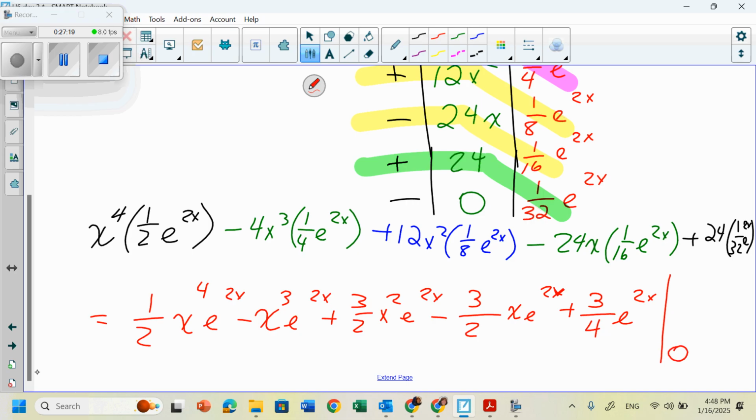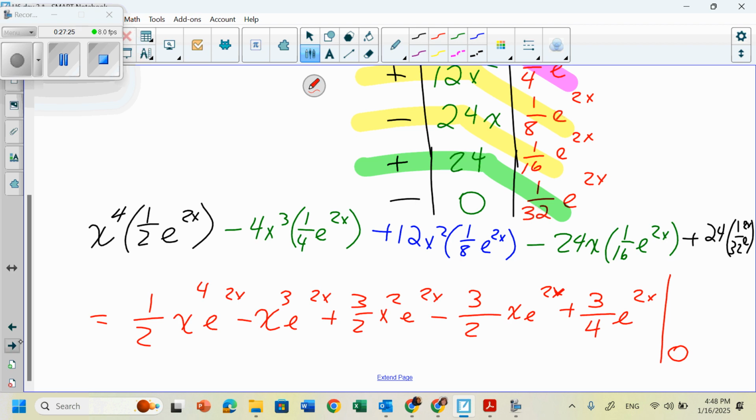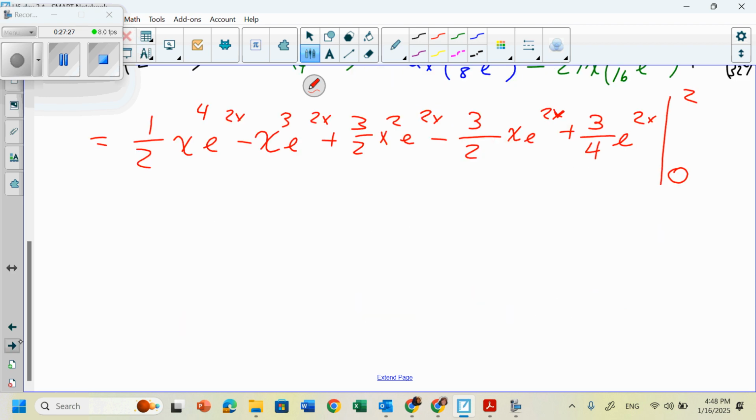But notice that that's a lot more cleaned up and a lot easier than having to do integration by parts 17 times. Now some of you are like, hey, can't you just factor out e to the 2x? Because they all have e to the 2x. And I can. If that's something you want to do, you totally can. And actually I think I'll do that. So e to the 2 times 2, and then it's going to be 1/2 times 2 to the fourth, minus 2 cubed plus 3/2 times 2 squared minus 3/2 times 2 plus 3/4.